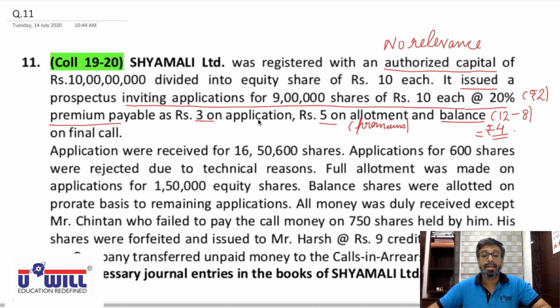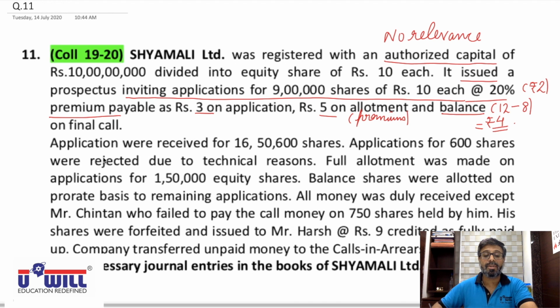I repeat it again. 3 on application, 5 on allotment makes it 8 rupees. 10 plus 2 of premium, we have to collect 12 rupees, minus 8 of application and allotment. So 4 rupees will be the balance on final call. And the 5 on allotment, it should be mentioned in the question that it's including premium. So out of 5, 2 is premium, which means 3 will be towards the face value.